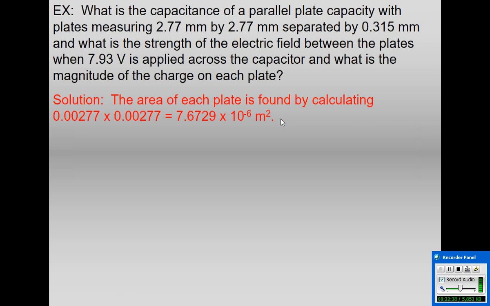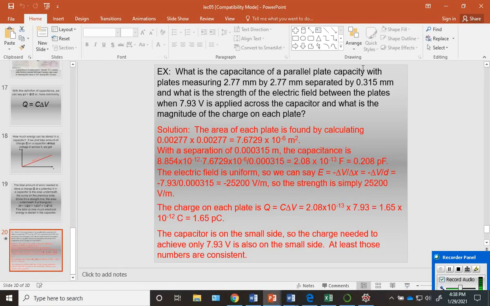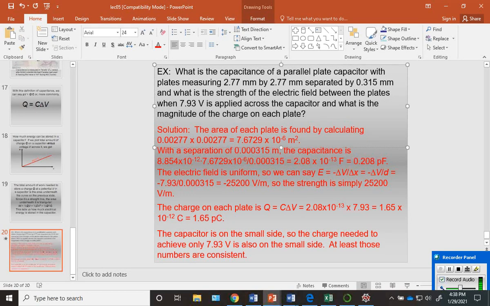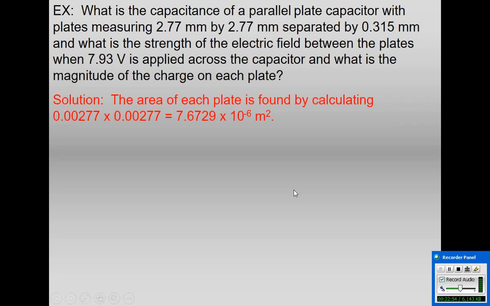Let's take a look at this example on the screen. We're asked for the capacitance of a parallel plate capacitor, not capacity. So let's just take a moment and fix that. Capacitor. And the plates measure 2.77 millimeters by 2.77 millimeters, so they're square. And they're separated by 0.315 millimeters. And we want to determine the strength of the electric field between the plates when 7.93 volts is applied, and the magnitude of the charge. So we have our work cut out. We want the capacitance, we want the electric field strength, we want the charge, given the numbers on the screen.